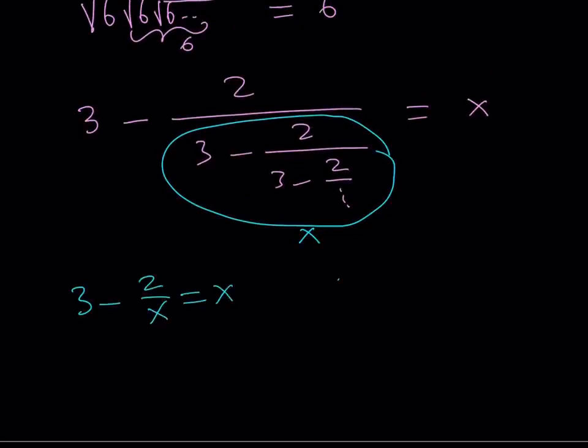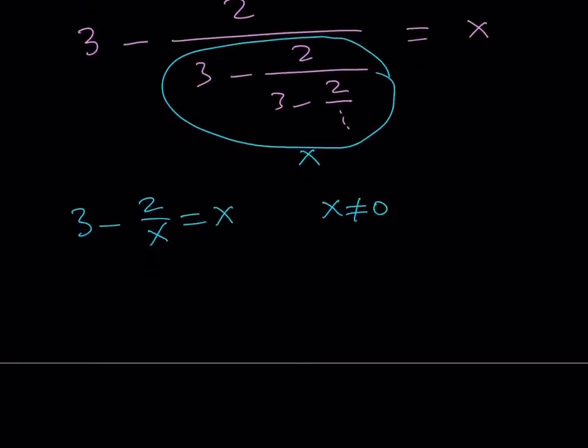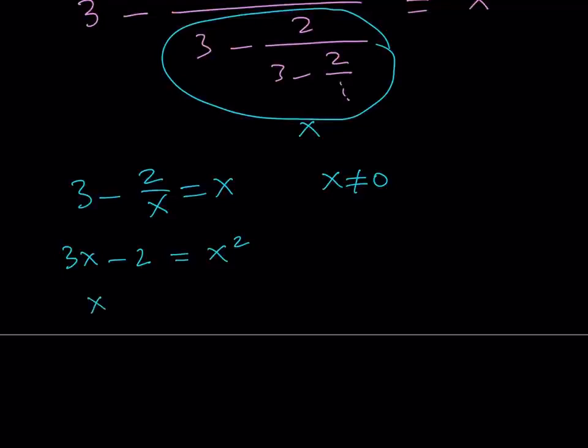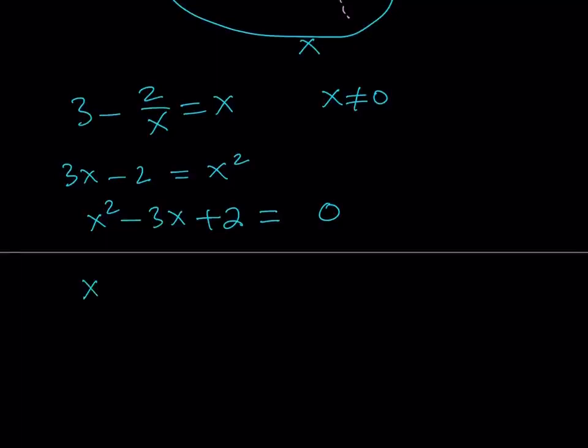And obviously, in this case, x does not equal 0 for sure. We know that, right? The answer cannot be 0. x equals 0 doesn't satisfy this, obviously. So we can multiply everything by x. That's going to give me 3x minus 2 equals x squared. And if we put everything on the same side, then you will get something like this. x squared minus 3x plus 2 equals 0. And obviously, this is a factorable trinomial. So we can just go ahead and factor it as x minus 1 and x minus 2, and it's equal to 0. Great. So from here, you're getting two solutions.